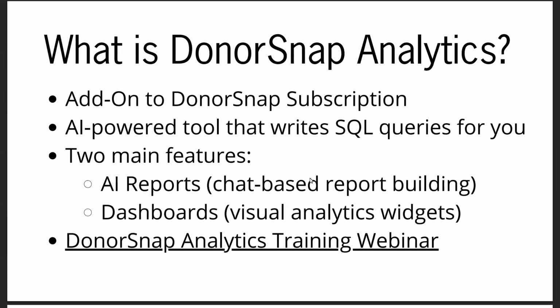So quickly, just an overview of what DonorSnap Analytics is. This is a new add-on to your DonorSnap subscription. It's an AI-powered reporting tool that writes SQL queries for you, so you can dig into your data really easily and really quickly. There are two main features that we're going to look at today: the AI reports, which is a chat-based report builder, and dashboards, where you can create visual widgets to display your data nicely.